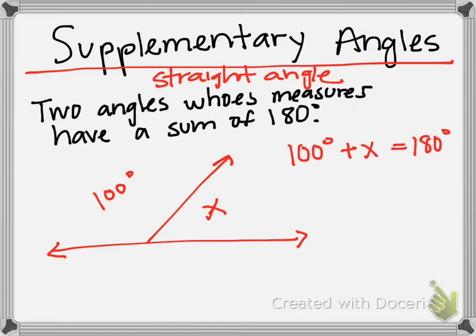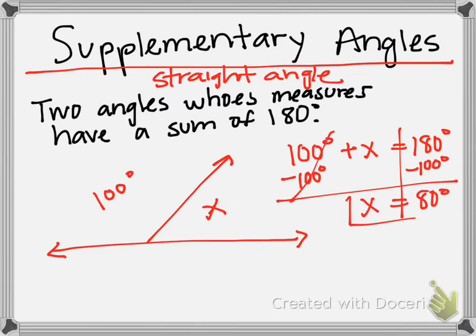We want to get x by itself, so same thing, we want to do the inverse operation. The 100 is positive, so we are going to subtract 100 degrees from both sides, and therefore it would leave us with x is equal to 80 degrees. And that would be our answer there.